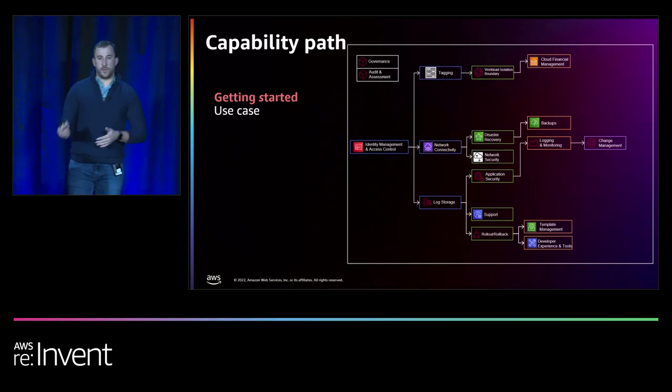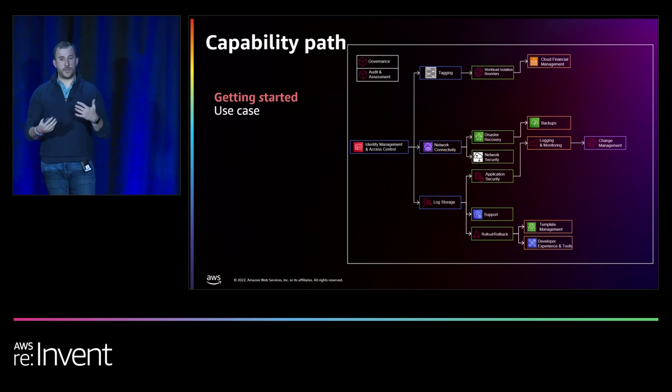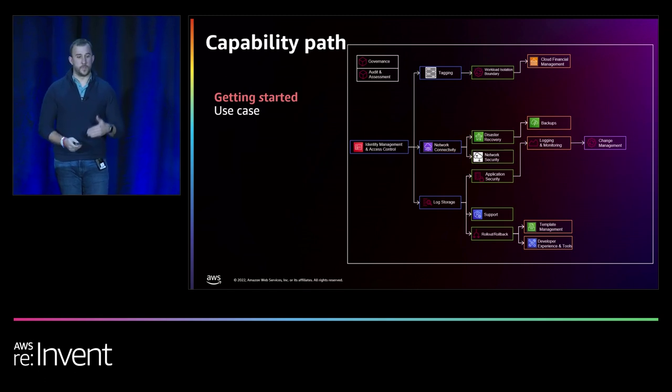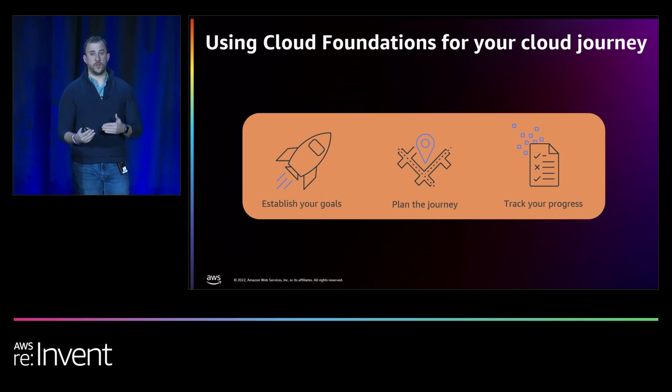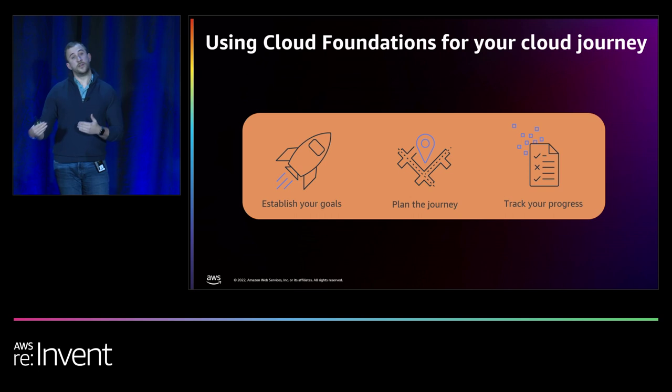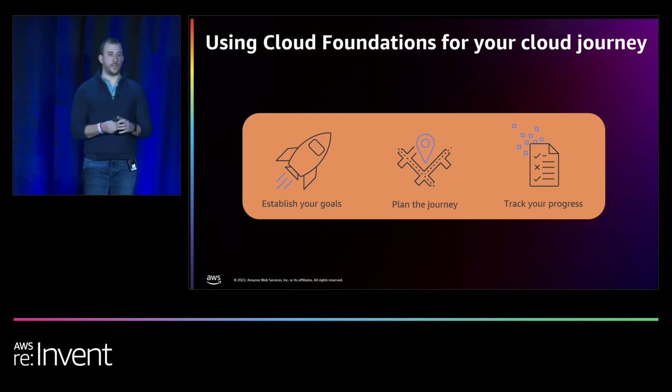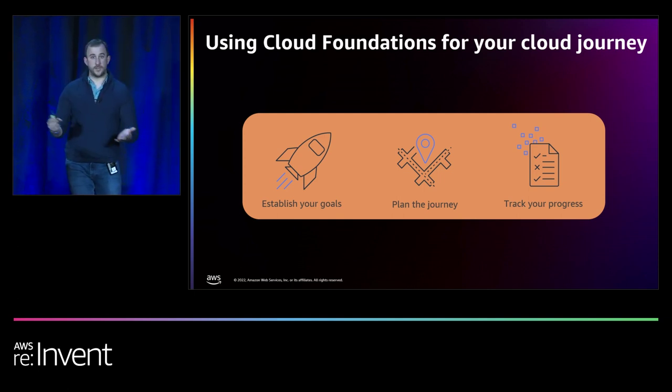And using these capabilities together with the scenarios within each of them, establish your goals. Where are you today? Where do you want to be tomorrow? Where do you want to be 3 months from now? What do you want to do next year? Plan it, and you build that project plan. And having this high level, 30 steps, 30 capabilities, you can keep track of your progress.